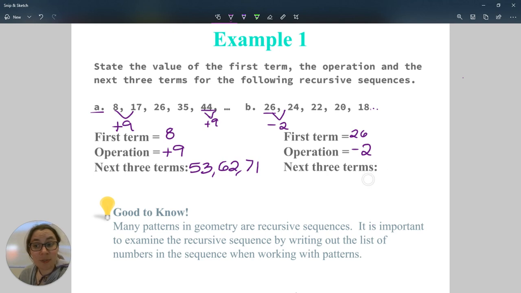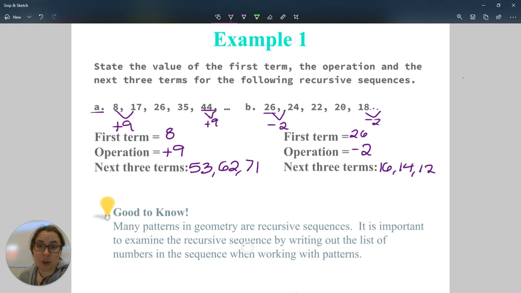That's a bit like our amount of change, isn't it? Let's look at our next 3 terms. We're going to start at 18, and we're going to go minus 2. That's going to get us 16. Minus 2 is 14, and minus 2 is 12.